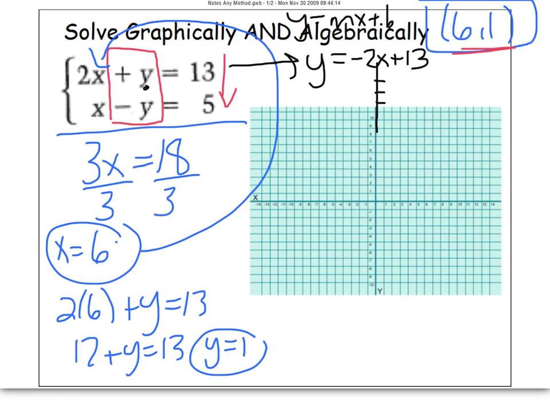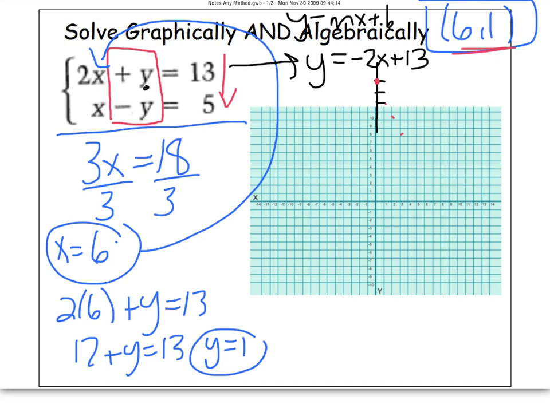The y-intercept is 13, so I'm going to go to 10, 11, 12, 13. From that point, I move a slope of negative 2 over 1, so I'm going to go down 2 to the right 1, down 2 to the right 1, and so forth. And I'm going to connect these dots after I graph the other one.